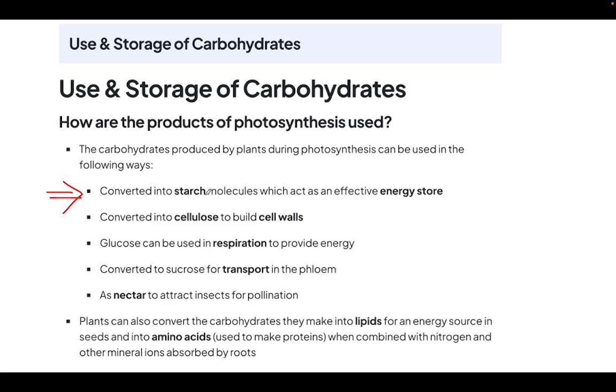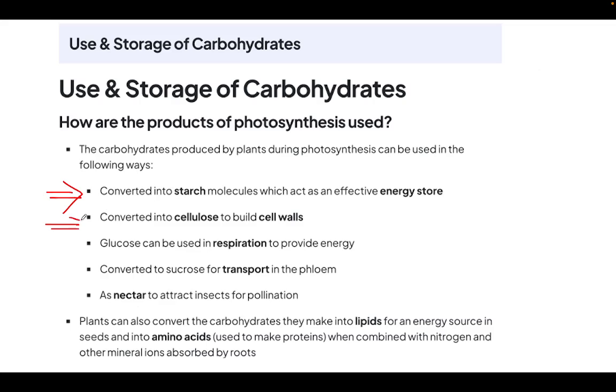This is why if I want to check if a plant is doing photosynthesis, it is very hard for me to test glucose. I test starch, because if I find starch there, it is clear evidence that this plant has been doing photosynthesis, because glucose was produced, then converted into starch. Like I kept on repeating, the reason why plants convert glucose into starch is that starch is insoluble. It is less reactive. And the moment the plant needs energy, we convert the starch again into glucose. This is the first use of glucose in the plant: a molecule which acts as an effective energy store.